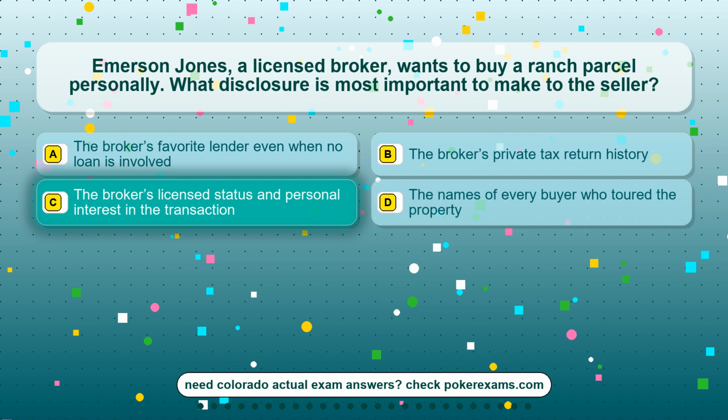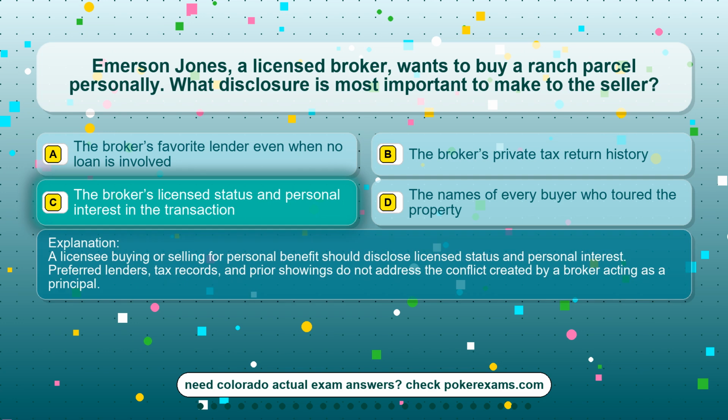The correct answer is option C. The broker's licensed status and personal interest in the transaction. A licensee buying or selling for personal benefit should disclose licensed status and personal interest. Preferred lenders, tax records, and prior showings do not address the conflict created by a broker acting as a principal.